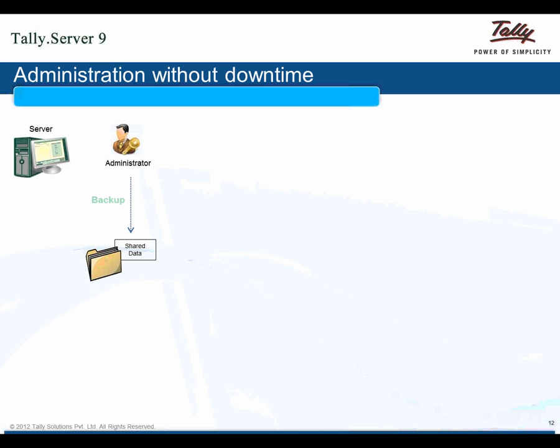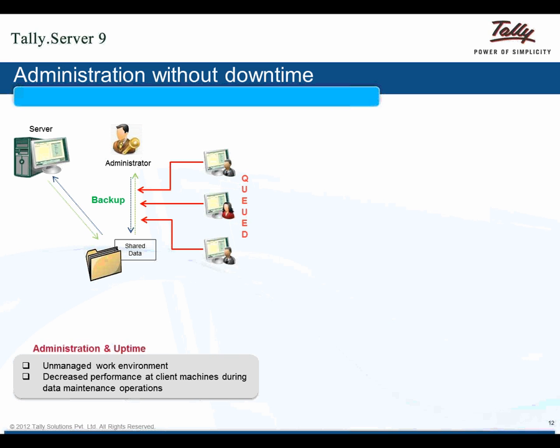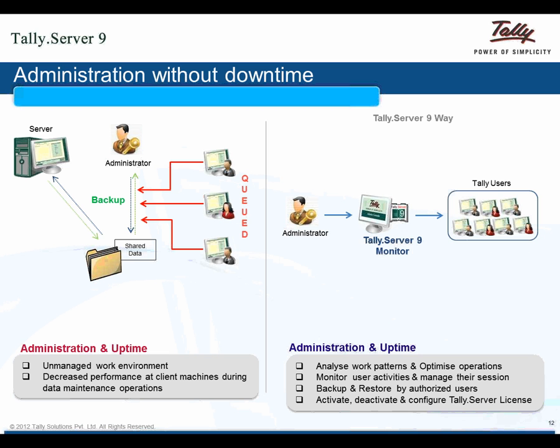Even though the administrator wants to take a backup, in the current scenario, if the administrator starts taking a backup, others who are working on Tally need to wait. Otherwise, it throws an error. Correct? So from Server 9 onward, if the administrator wants to take a backup, it is possible even though users are working on the network. So this backup is called a hot backup. Whenever the administrator wants, they can take a backup. They need not depend on users to quit from Tally.